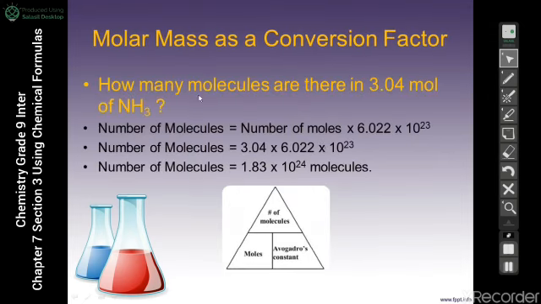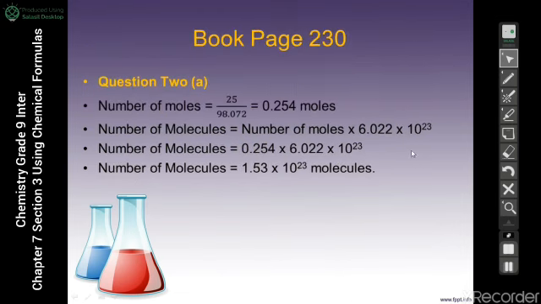For example, how many molecules are there in 3.04 moles of NH3? He wants the number of molecules. From the relationship, the number of molecules equals the number of moles multiplied by Avogadro's number. The number of moles is given in the problem, 3.04, multiplied by Avogadro's number, and now we have the number of molecules. We will go back to page 230 in the book, question 2.